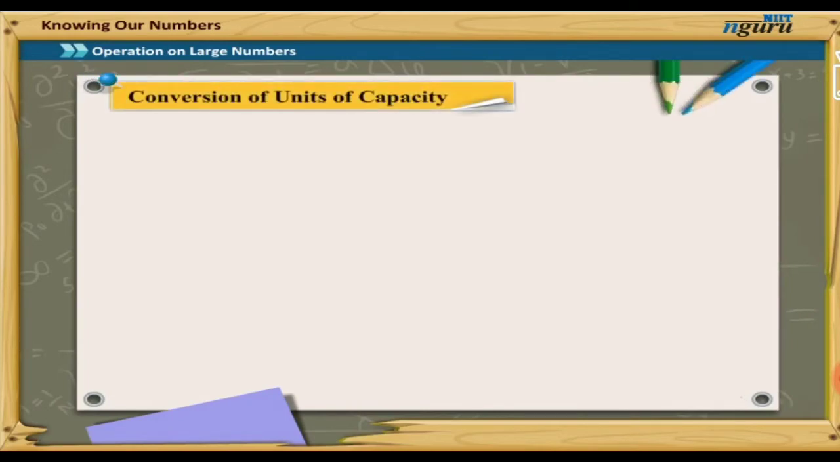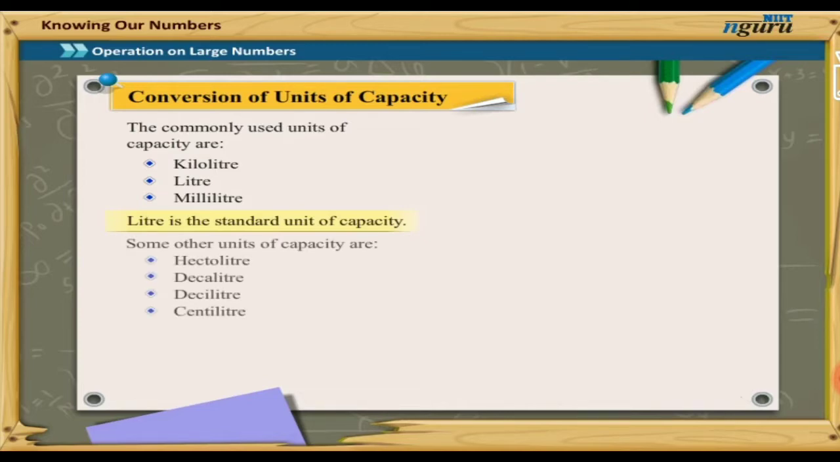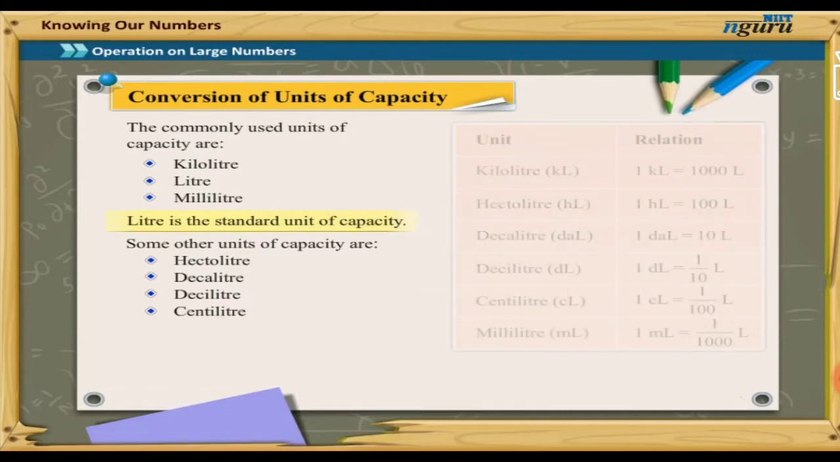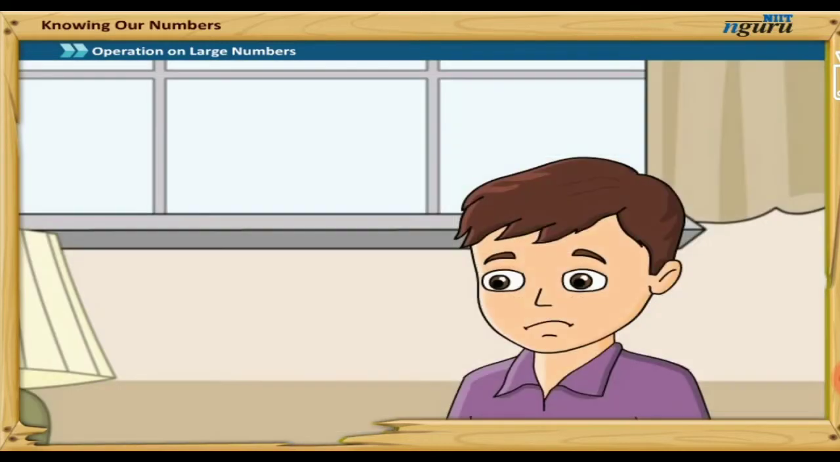Let us now learn to convert the units of capacity. The commonly used units of capacity are kiloliter, liter, and milliliter. But the standard unit of measurement of capacity is liter. Other units of capacity are hectoliter, decaliter, deciliter, and centiliter. The relation between the different units of capacity with respect to liter is shown in the table. Using this table, we can interconvert the units of capacity.